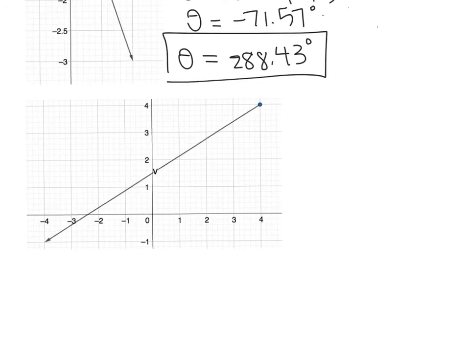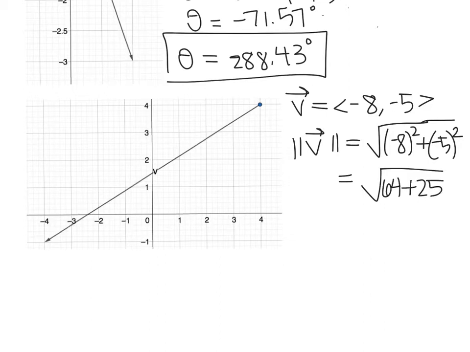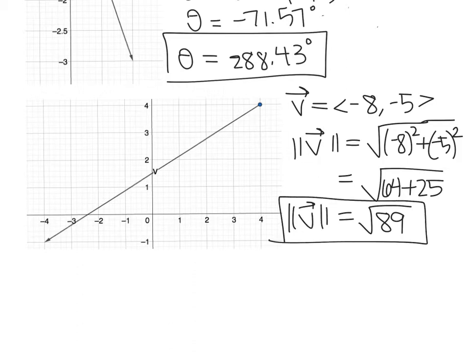So vector v, it's the same vector that we did previously. So we know the component form for this vector is going to be negative 8, negative 5. So when I find the magnitude of our vector v, we want to do the square root of negative 8 squared plus negative 5 squared, which is going to be the square root of 64 plus 25. And we end up with the square root of 89. And that is the magnitude of our vector.